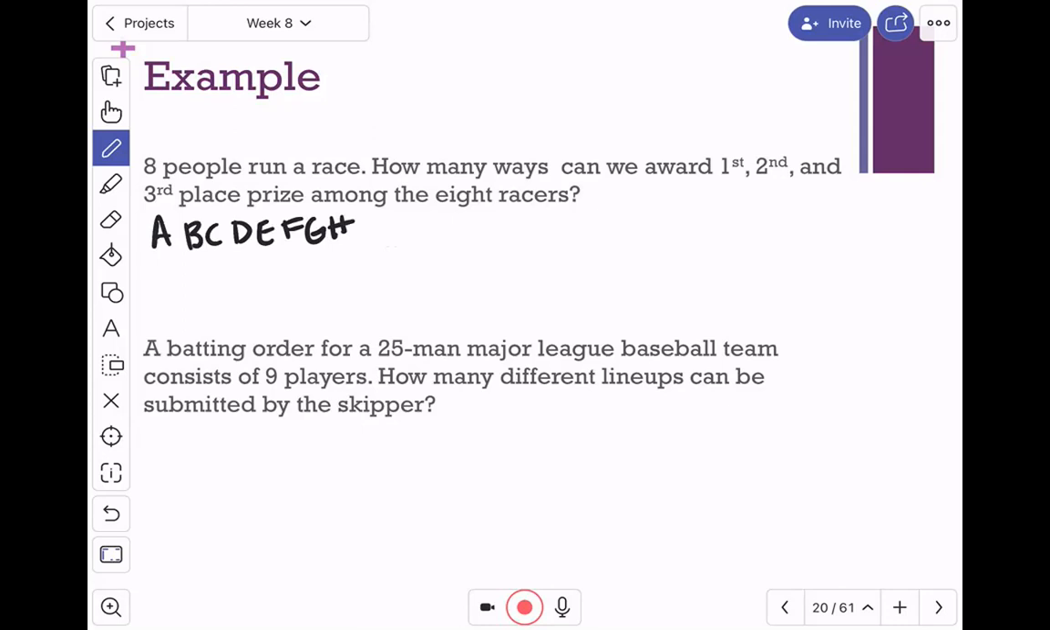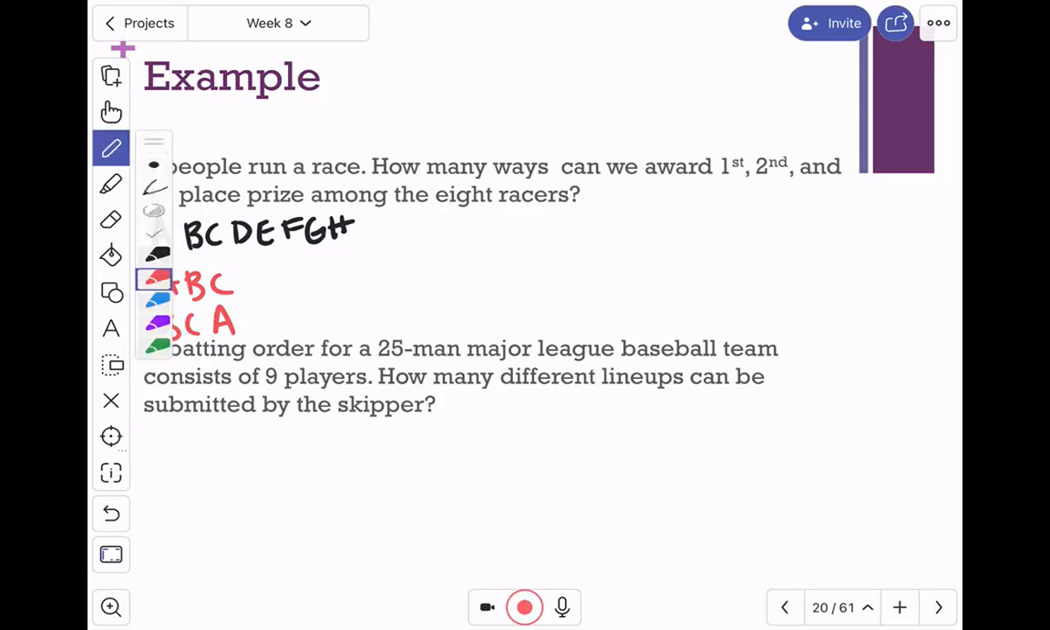My question is this then: if I do an ordering of A, B, C, is that different than B, C, A? Yes or no? Yes, that is different in this particular case because this means A got first, B got second, C got third. Here, B got first, C got second, A got third. So this is different because the order matters. This is called a permutation.